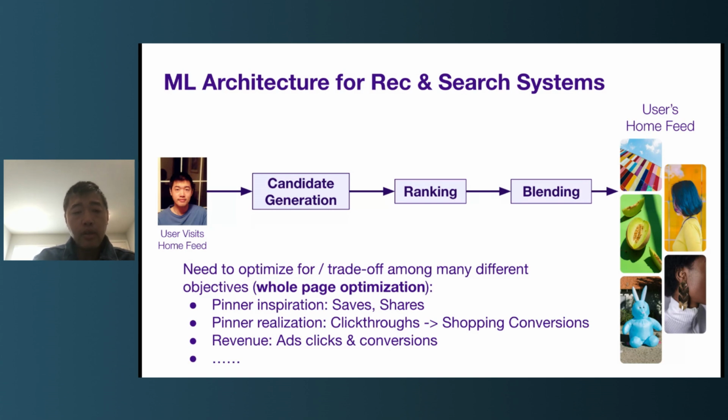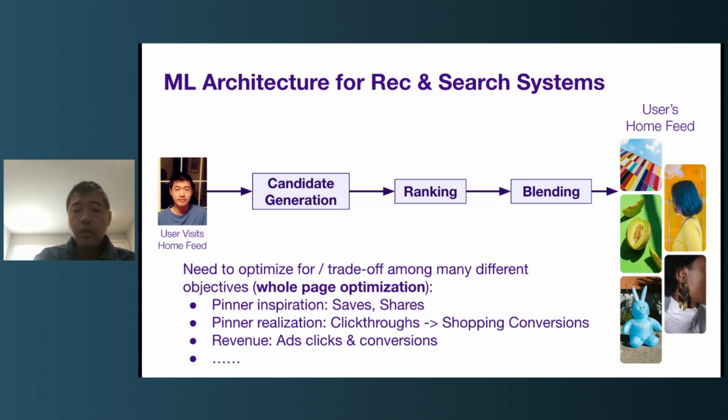For home feed, we need to balance the trade-offs among the actions that represent pinners' inspirations, such as saves and shares, and maybe comments. And also, there will be the metrics that represent pinners' realizations, such as click-throughs and conversions on the external websites.